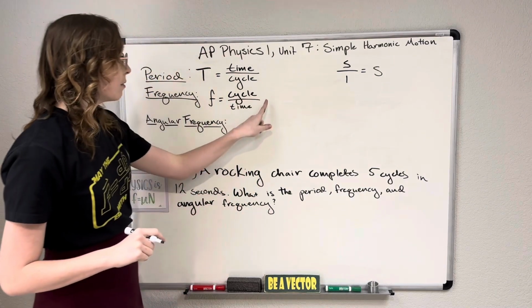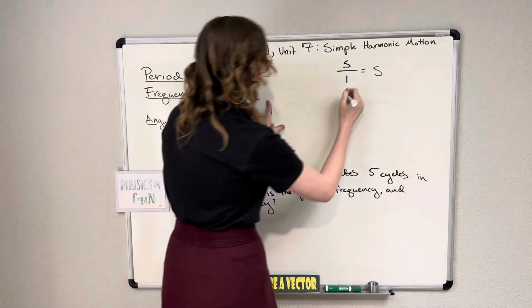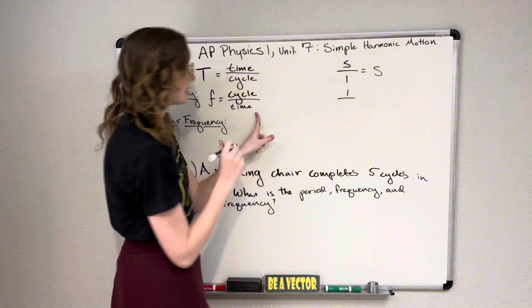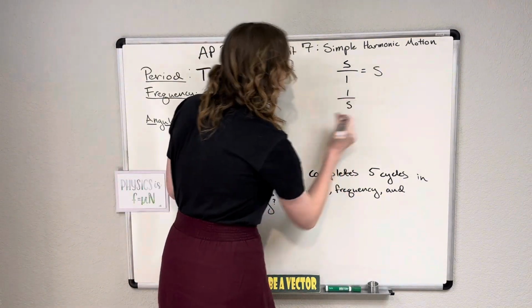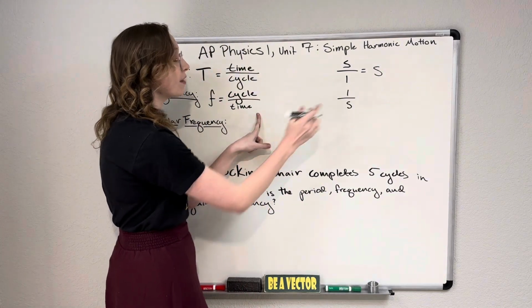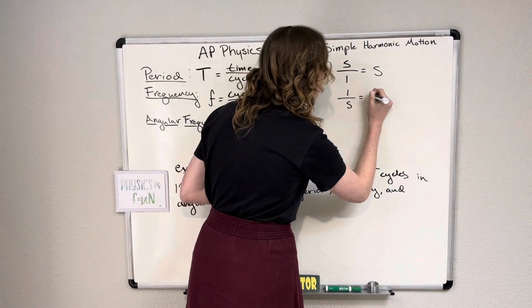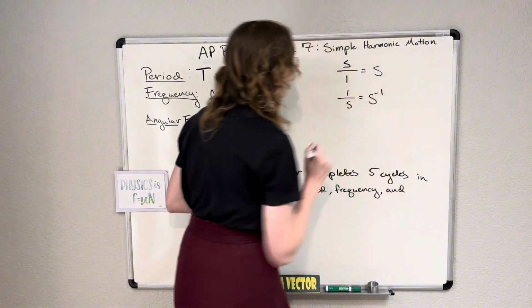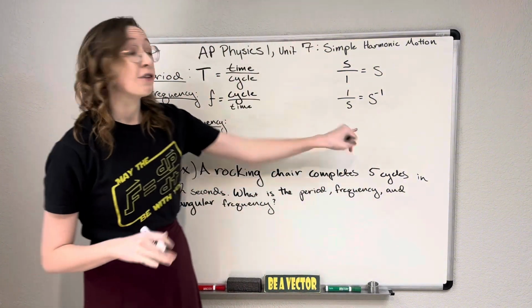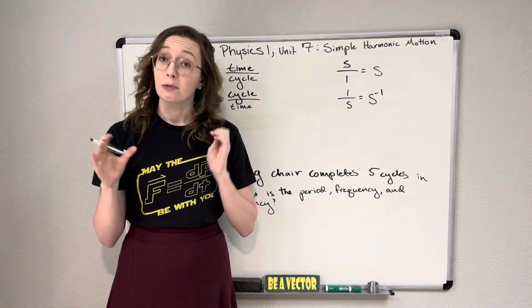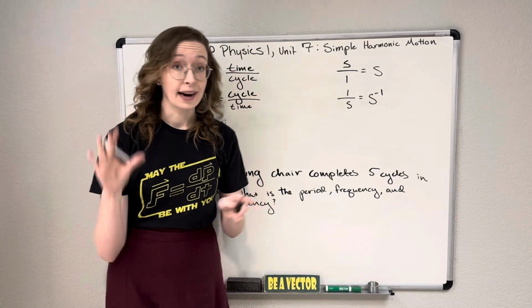So the units of it, well, cycle, again, that's just something that we count, divided by time, which has units of seconds. So our units here are 1 divided by seconds, which you will sometimes see written as seconds to the negative 1 power. Now, if you're uncomfortable with negative exponents, I would really advise doing a little bit of extra practice with them.